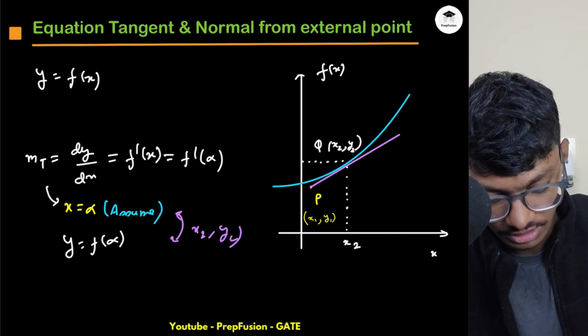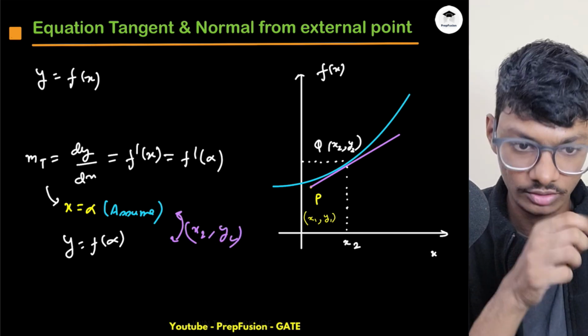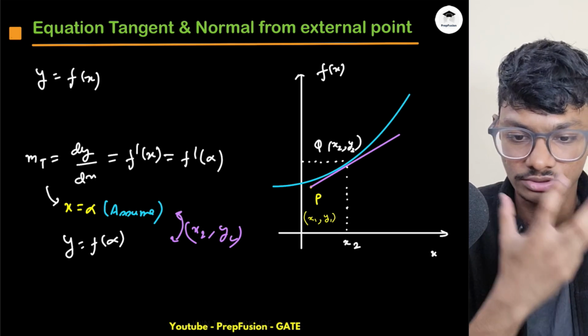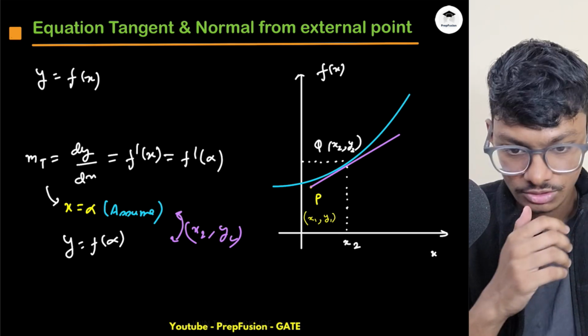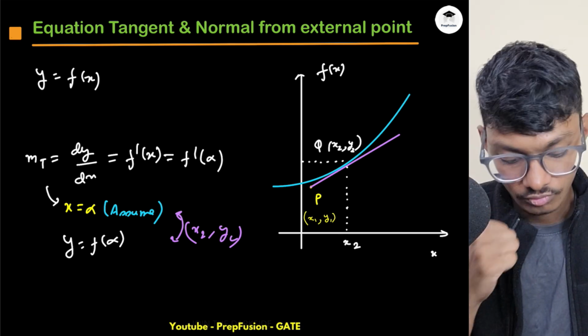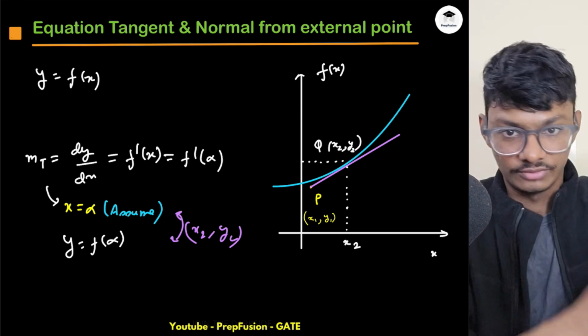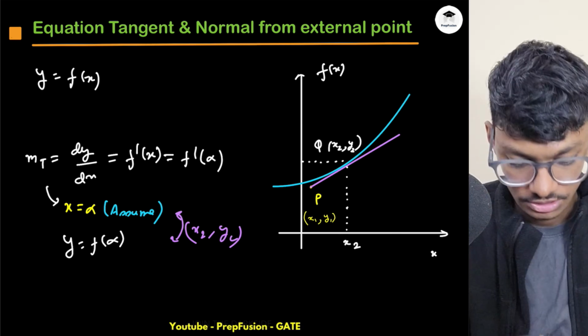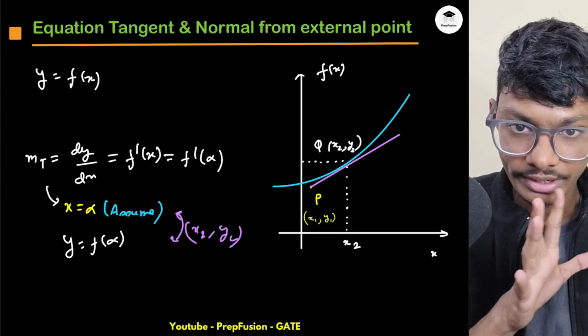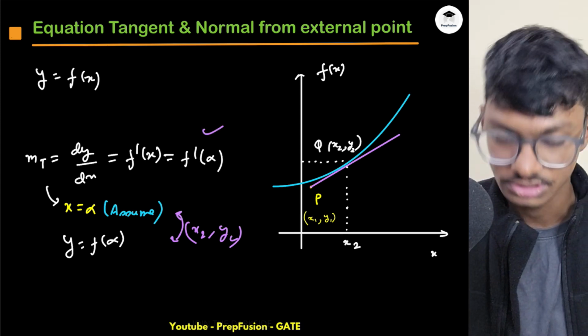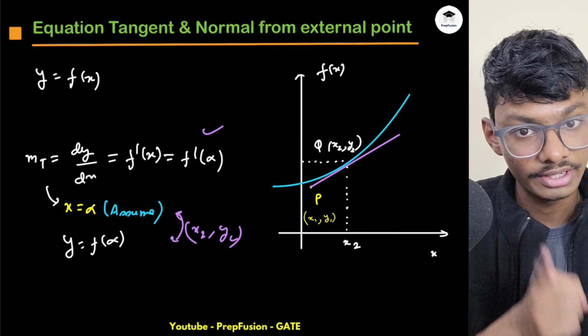I'm trying to reduce the number of unknowns. x2, y2 was two unknowns, now I took one unknown. I'm trying to reduce the number of unknowns. We're engineers, right? We do back calculation, so we are able to find this f dash of alpha, and from here can we write the equation of tangent?